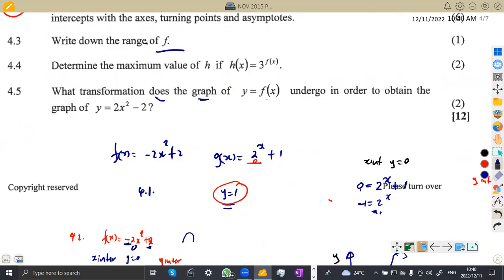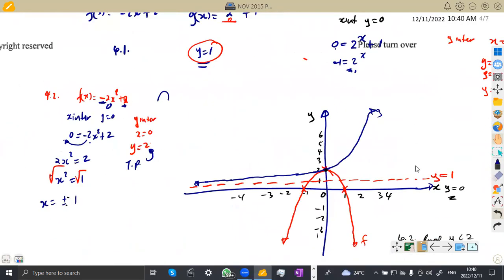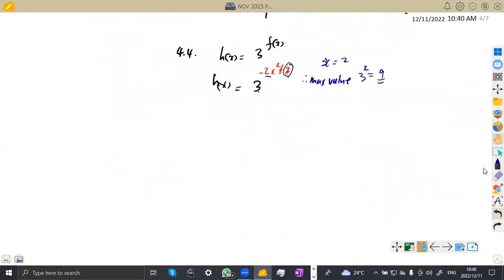I want you to see what is happening. We are given y is equal to 2x squared minus 2. That's 4.5. I want you to take note of what we are given here. So y is equal to, not 2 to the exponent, but 2x squared minus 2. Previously, our f of x was written as negative 2x squared plus 2. What actually happened? You can check that we simply multiplied this by negative 1, and also this by negative 1.